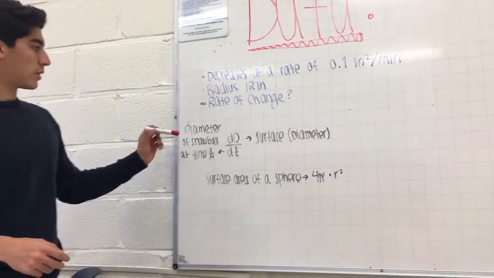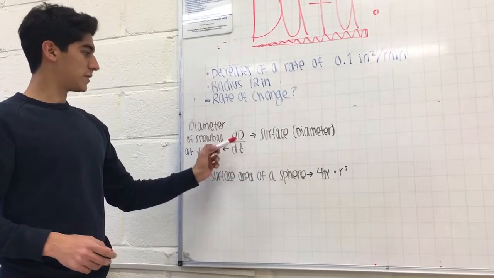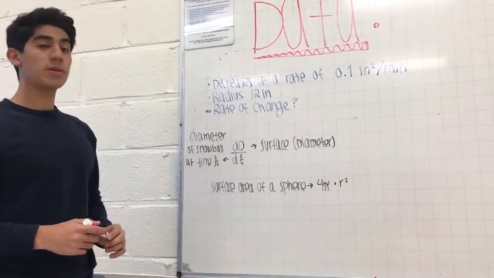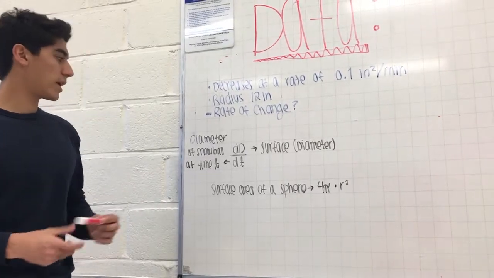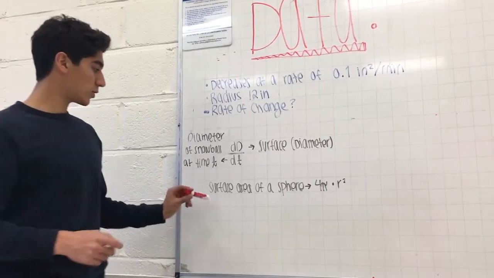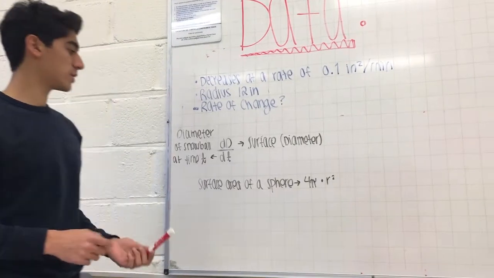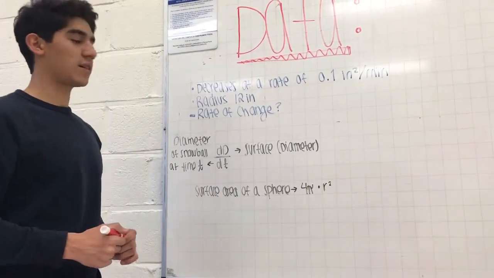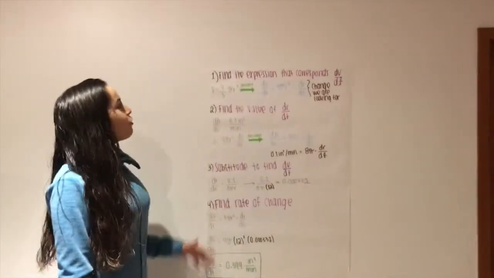So here we know that A of t is the surface area, and d of t is the diameter of the snowball at a time t. And also we're going to use this formula, which is the surface area of a sphere, which is 4 pi times r squared. Okay, now for the procedure.